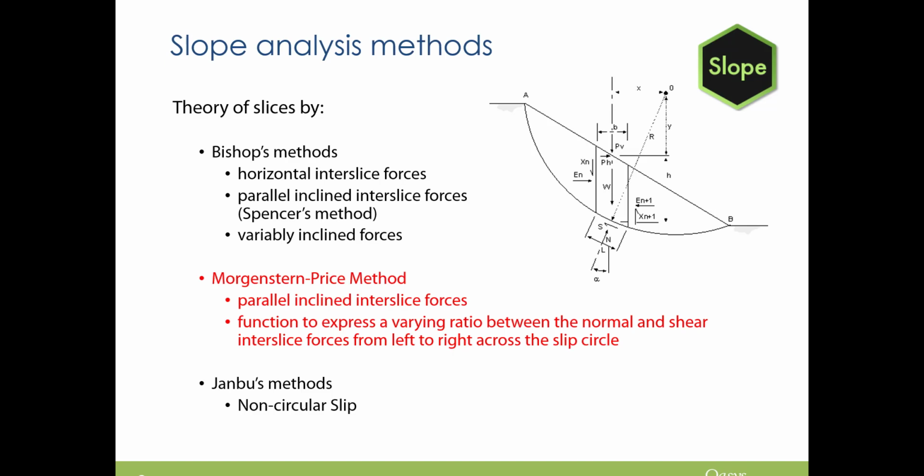So to start off with, we've got existing methods available for Slope. So we've got the Bishop's method for circular slips, and we've got the Janbu method for non-circular slips. But we now have the Morgenstern-Price method working within Slope, and it is based on parallel inclined interslice forces, and there is a function within to express a varying ratio between the normal and shear interslice forces.